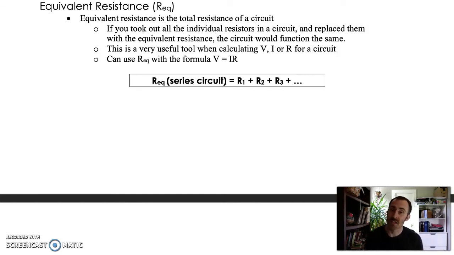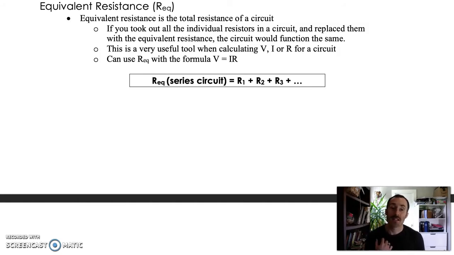So what that means is if you would take multiple components or multiple resistors and kind of stuff them into one, you're just combining them into one resistor, that would be called the equivalent resistance of some section of the circuit. Very often we'll talk about equivalent resistance of the entire circuit, so that just means total resistance, but sometimes we'll need to look at the equivalent resistance of certain sections of a circuit.